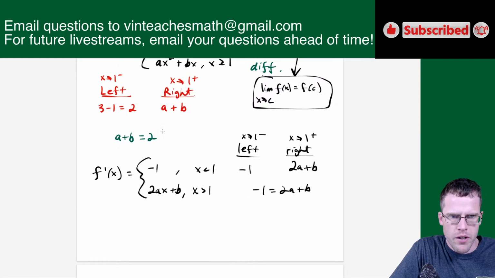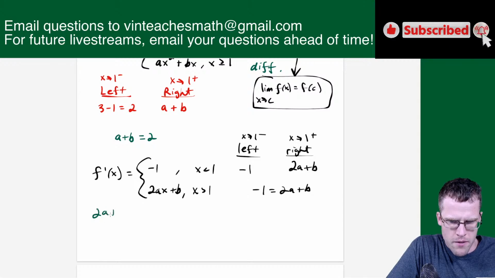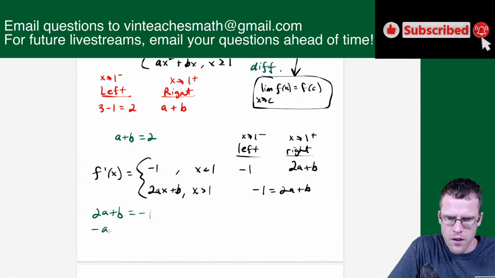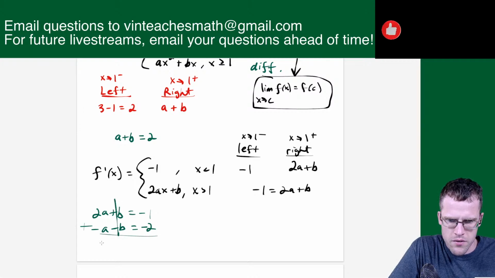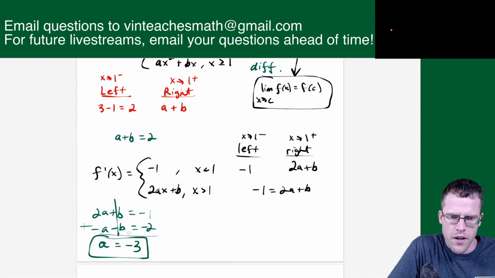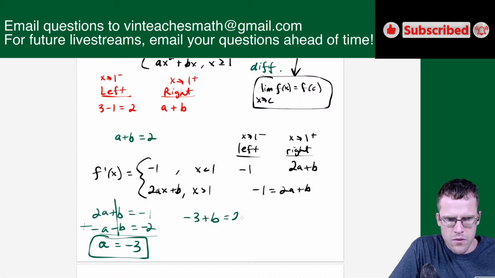So these questions take up quite a bit of space. All right, so 2a plus b equals -1. And this one here, I'm going to multiply everything by -1. So now when I add these equations together, these terms cancel, and we get 1a equals -3, because 2a minus a is 1a. So this gives us our value of a, and then our b value we could get by plugging in. So if a is -3, we have -3 plus b equals 2. That tells us b is equal to 5.